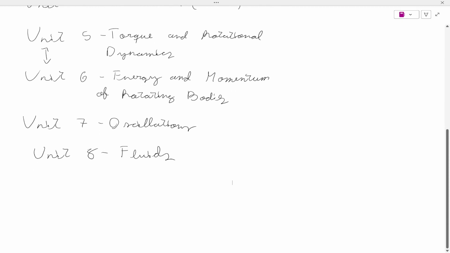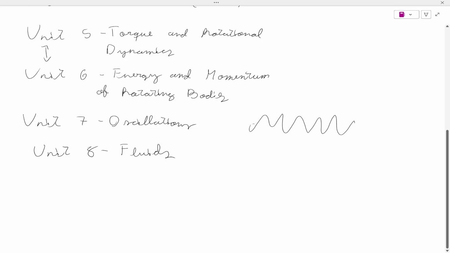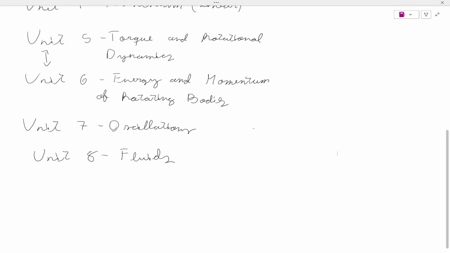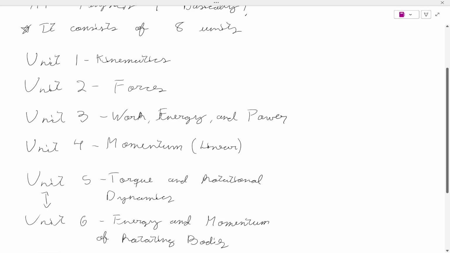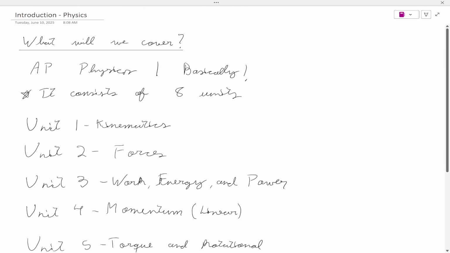Then we have Unit 7, oscillations, which is oscillating up and down, like a spring, for example. And Unit 8 is fluids, so liquids and gases. Basic chem knowledge for you. This is just to get you familiar with the units and what the physics consists of. So let us begin with kinematics and explaining what that is.